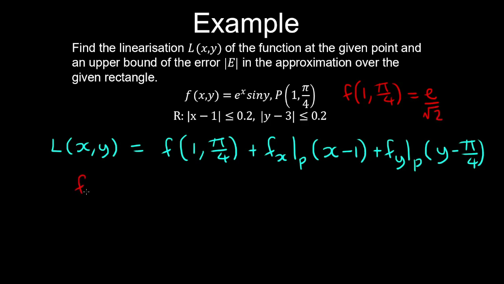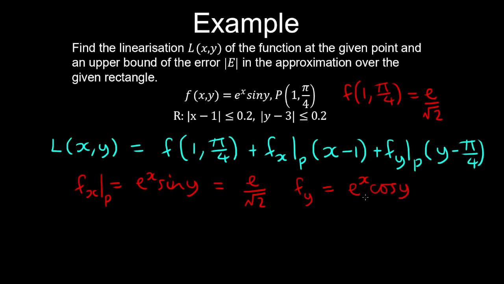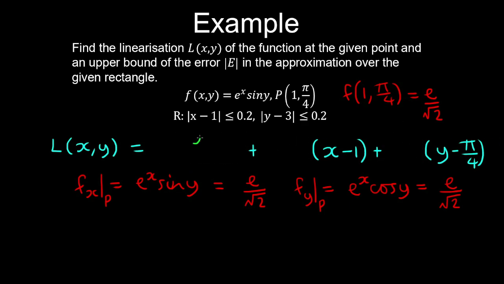And the partial with respect to x is e to the x by sine y. And evaluated at point P, we also get e on root 2. And the partial with respect to y is e to the x cosine y. And evaluated at point P, we also get e on root 2. So now we can replace these terms, which gives the linearization of the function at point P.